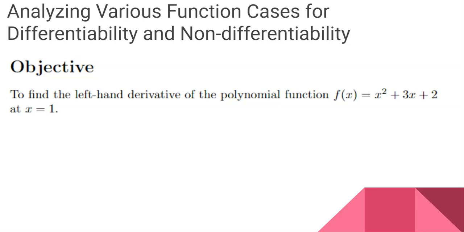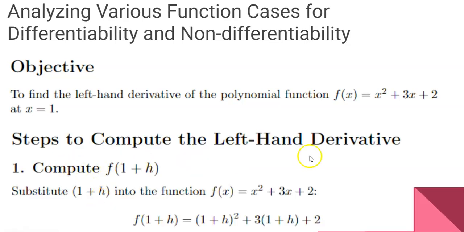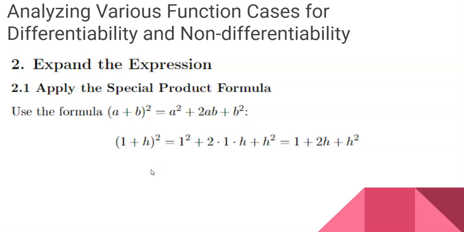Now, our objective is to find the left-hand derivative of the polynomial f(x) = x² + 3x + 2 at x = 1. Here are the steps to compute the left-hand derivative. So first, we compute f(1 + h). So we substitute 1 + h into the function x² + 3x + 2. So we now have f(1 + h) = (1 + h)² + 3(1 + h) + 2.